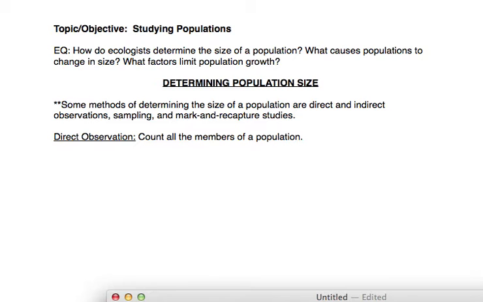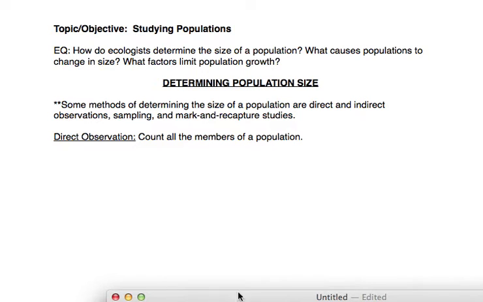This really works well if you don't have to count that many things and it's in a relatively small area. But if you were to apply this method to a very large area with a lot of members in a population, it really wouldn't work very well. So you wouldn't want to use it for something like counting all the trees in the Amazon rainforest. It just would be too many. So it's really reserved for small numbers in relatively small areas.